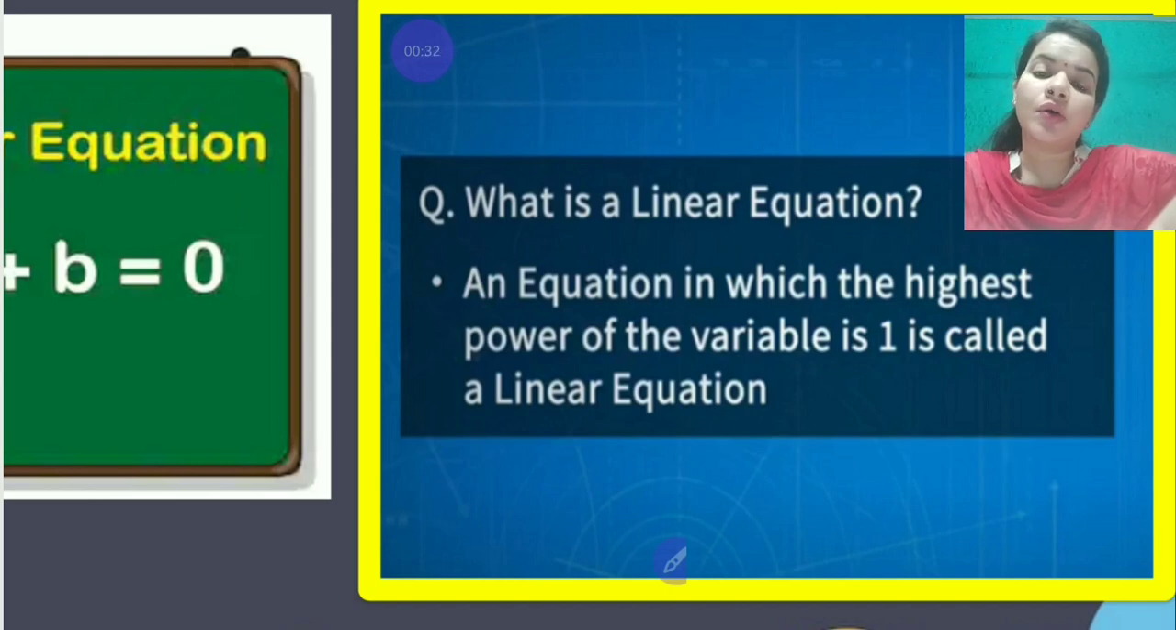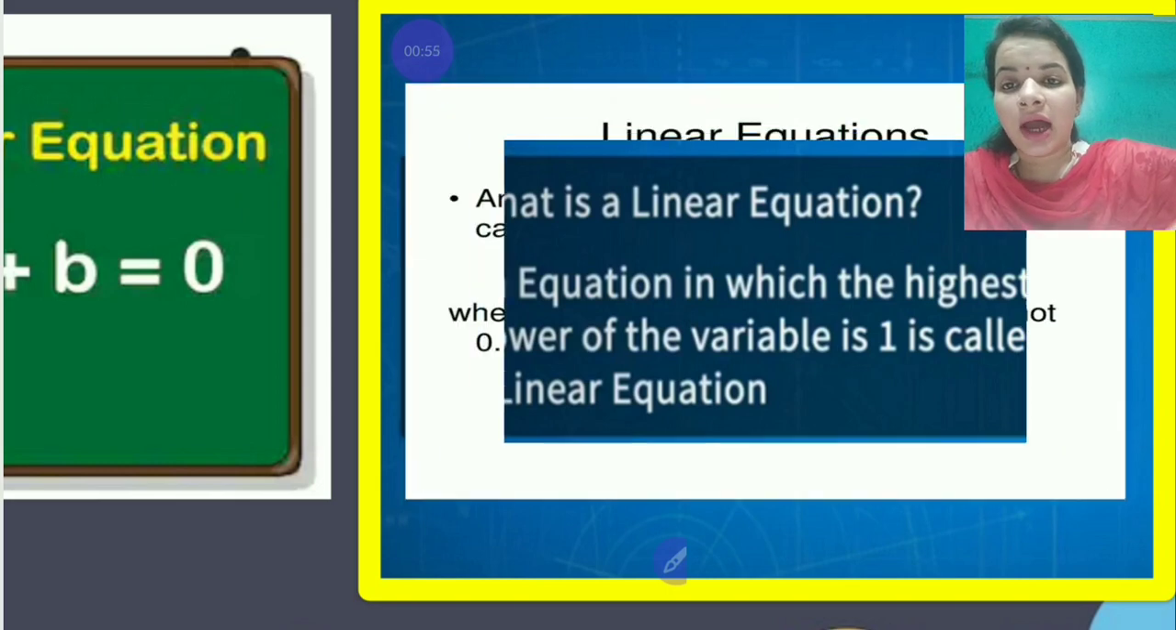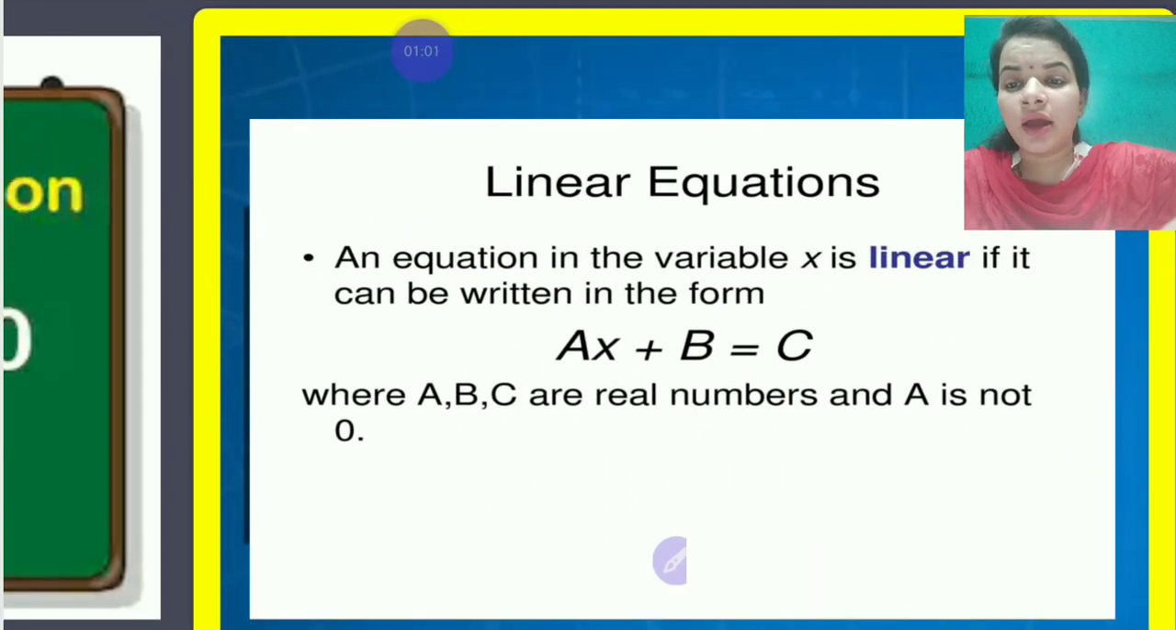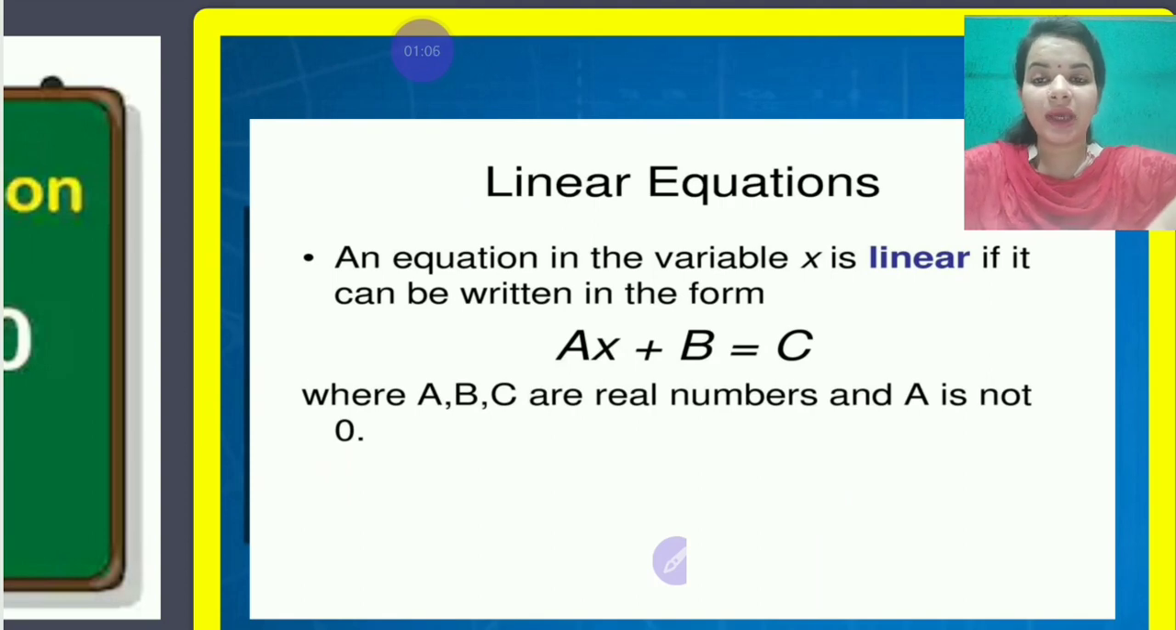If the power of the variable is 1, not more than that, then that type of equation is known as a linear equation. Then I have told you, if an equation has only one variable, then it will be called a linear equation in one variable. I have also told you another definition of linear equation, that an equation in the variable x is linear if it can be written in the form ax plus b equals c, where a, b, c are real numbers and a is not 0.